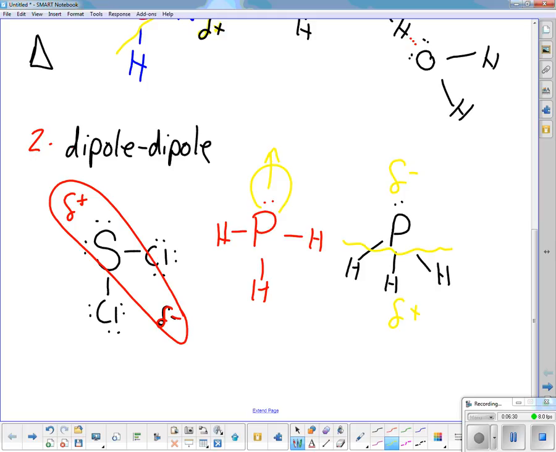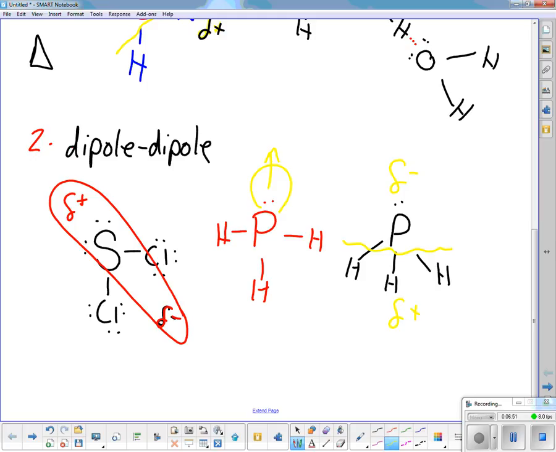And the positive side will be attracted to the negative side, and the negative side will be attracted to the positive side, and they'll just arrange that way. So that's known as a dipole-dipole. So they have somewhat of an attraction for each other. Okay? Any questions with dipole-dipole? You understand the difference between that and hydrogen bonding?